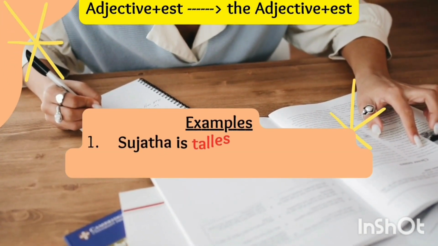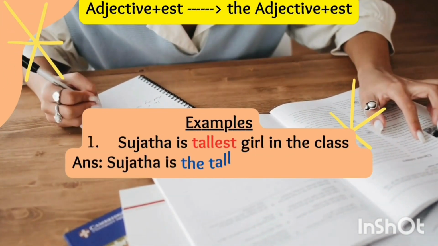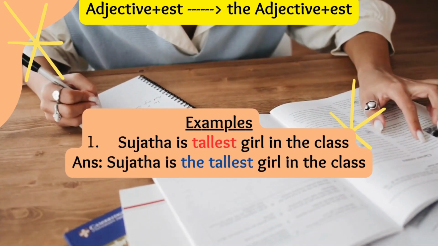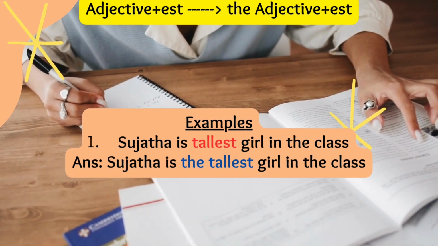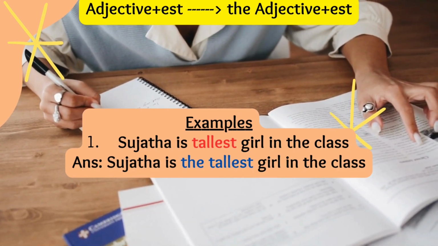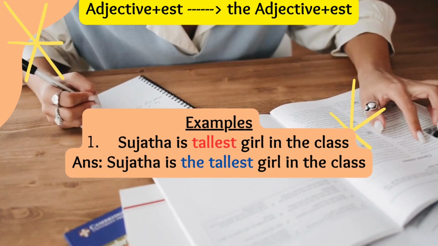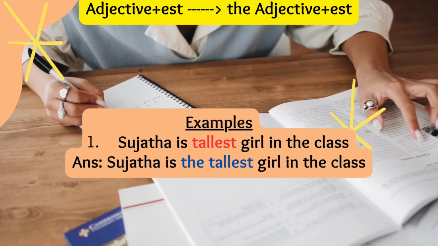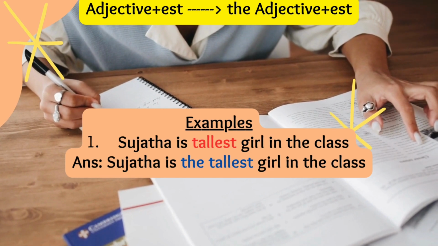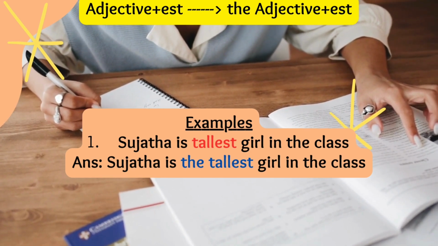If the given statement consists of an adjective plus est, then we need to append the in front of adjective plus est. Example: "Sujata is tallest girl in the class." Tallest is adjective plus est, so we need to append the in front of tallest. Answer: Sujata is the tallest girl in the class.